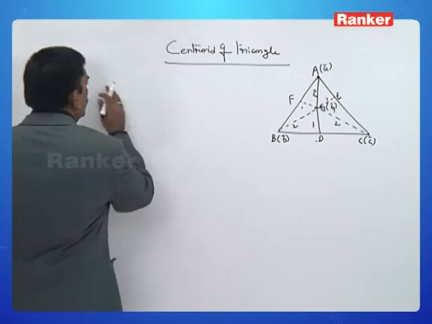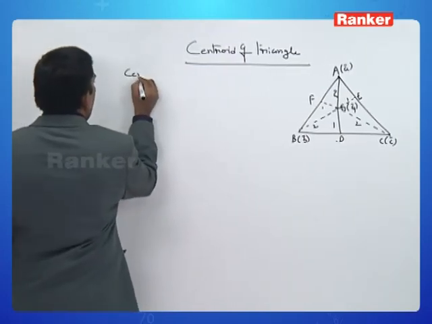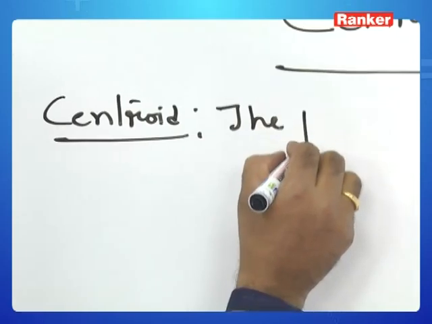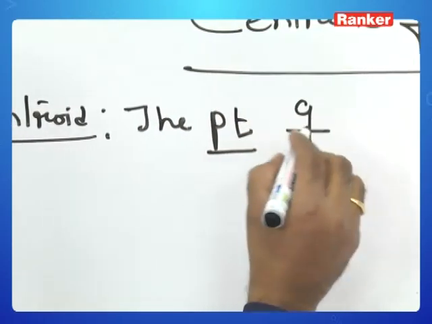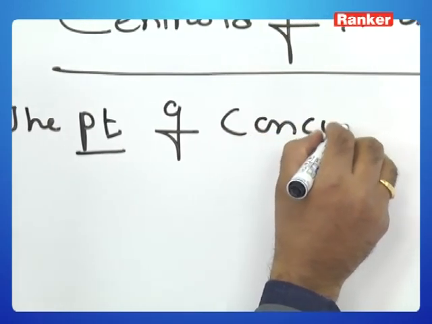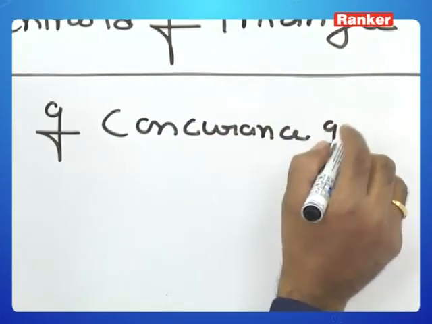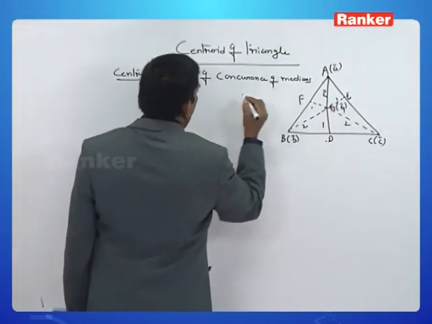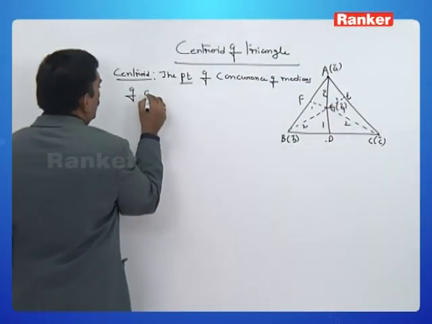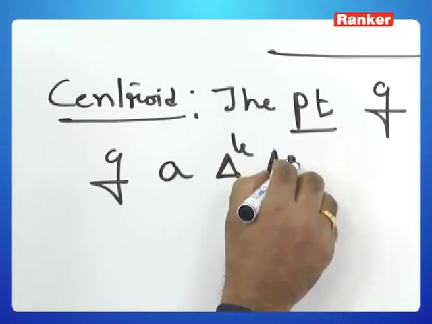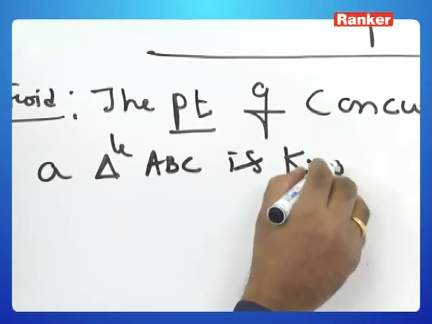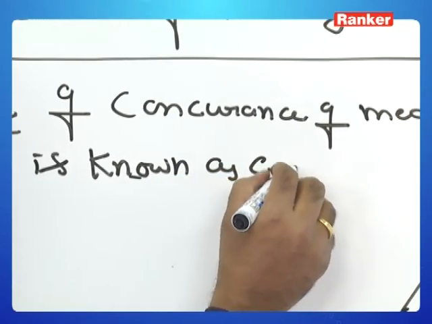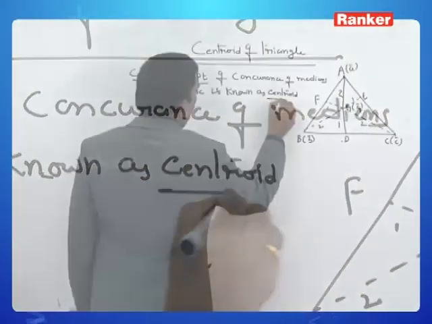Now, I start. What is centroid? The centroid, the point of concurrence of medians of a triangle is known as centroid.